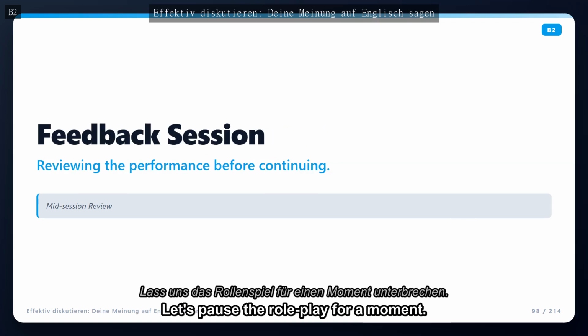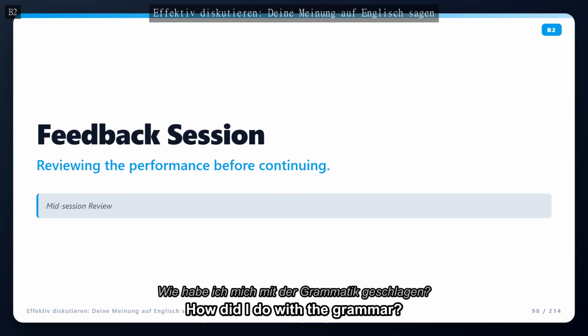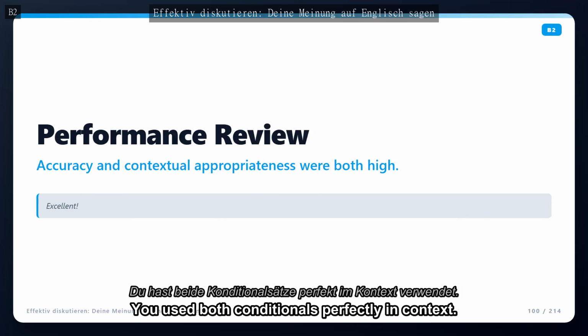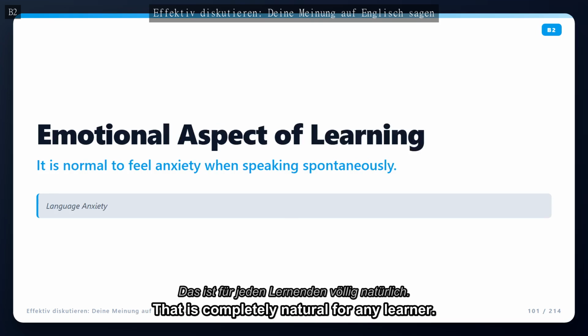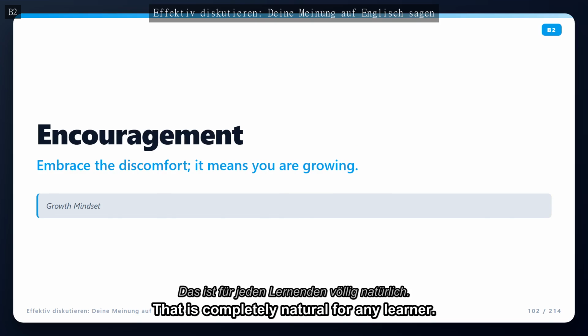Let's pause the role play for a moment. How did I do with the grammar? You used both conditionals perfectly in context. I felt a bit nervous during the negotiation. That is completely natural for any learner.